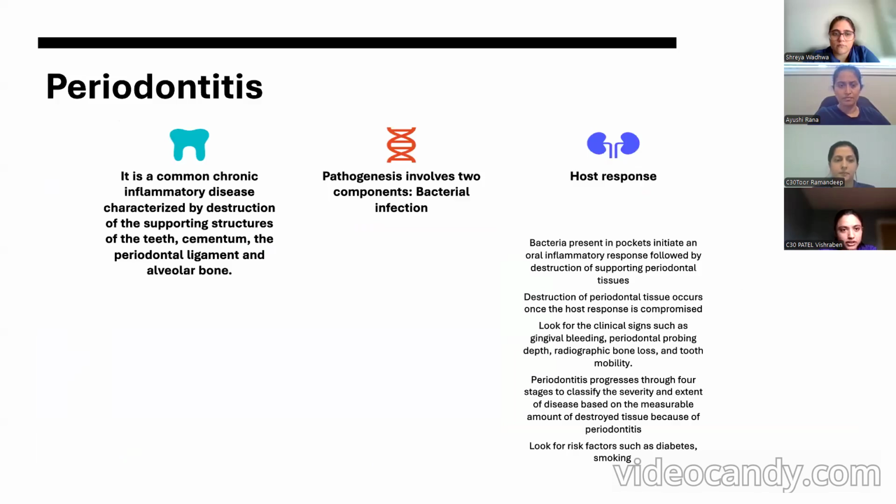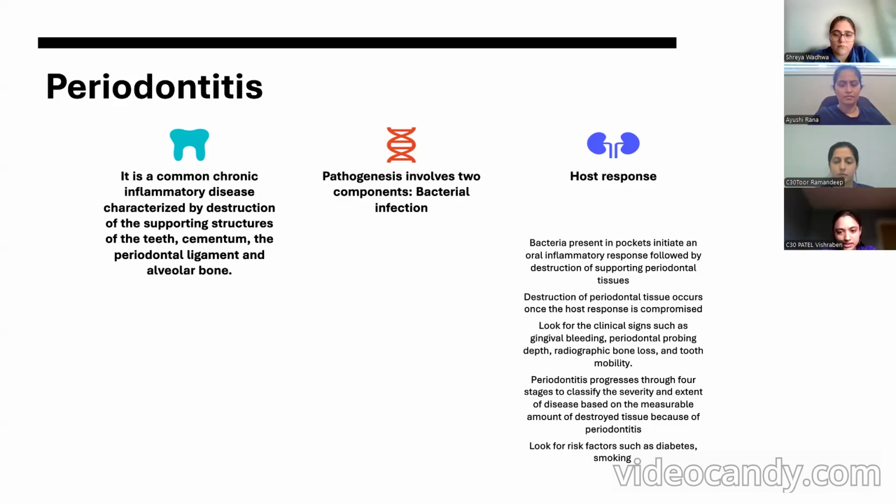So let's talk about periodontitis. It is a common chronic inflammatory disease characterized by destruction of the supporting structures of the teeth: cementum, periodontal ligament, and alveolar bone. Pathogenesis involves two components: bacterial infection and host response. Bacteria present in pockets initiate an oral inflammatory response followed by destruction of supporting periodontal tissue. Destruction of periodontal tissue occurs once the host response is compromised.